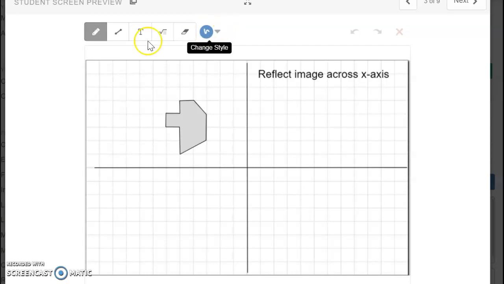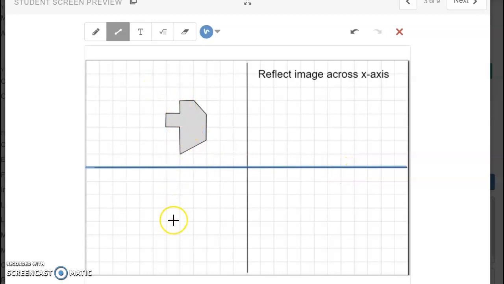Okay, so I am going to draw a blue line right over the line of reflection first so that it is really clear to me what we're dealing with. We're dealing with this line. So we're going to reflect this image across the x-axis. And that means the perpendicular distance for each of these vertices is going to be exactly the same.